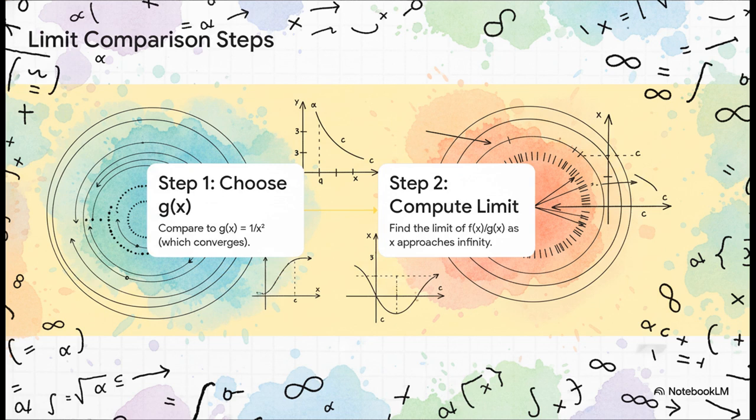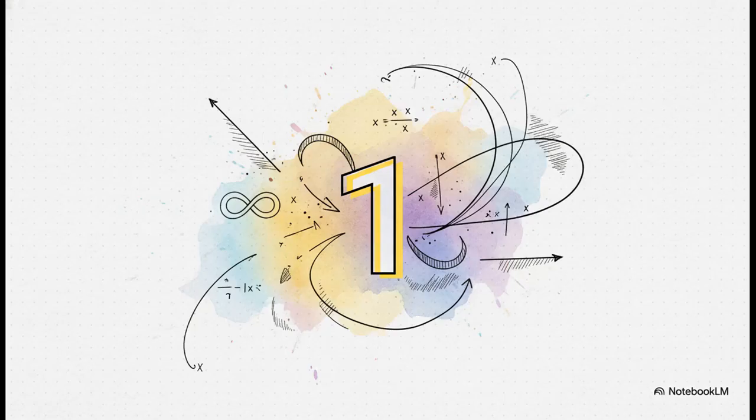Step 2 is to set up the limit of our original function divided by our comparison function. Now, after a little bit of algebra, flipping that bottom fraction and multiplying, we get the limit of x squared over 1 plus x squared. As x goes to infinity, this limit is just 1. And that is our key.